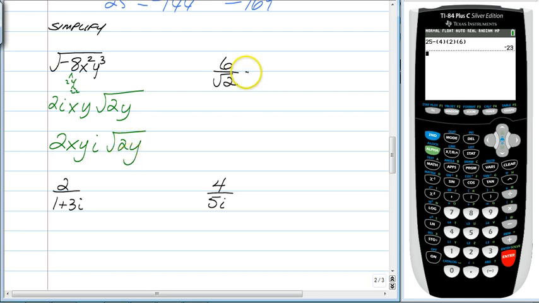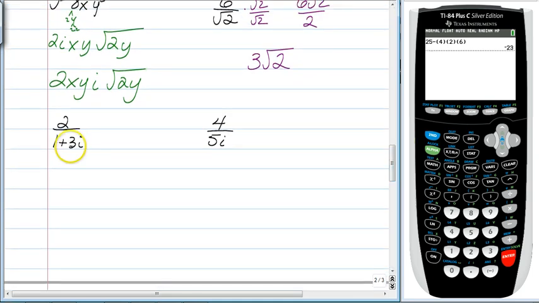You know you're not allowed to have a radical in the denominator, so you're going to multiply the top and bottom by the square root of 2, leaving you with 6 root 2 over 2. And 6 over 2 obviously simplifies to 3 root 2. And you're good to go on that.